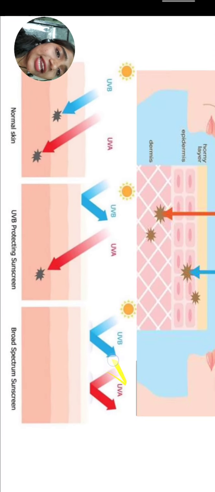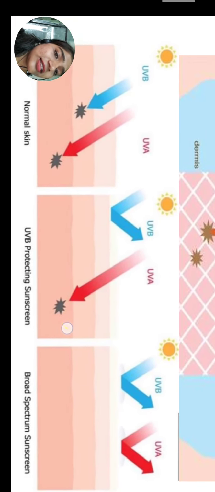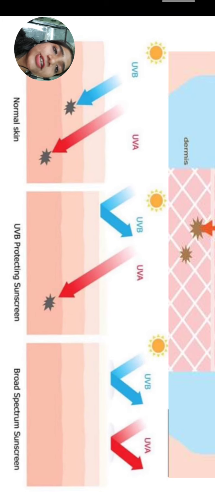When we go ahead and see this picture, the first picture indicates a skin which is without any sunscreen. So the UVB and UVA, both rays are being transferred and penetrated into the skin. The second picture shows that a person has used a UVB rays sunscreen, but the UVA rays are still penetrating into the skin. Now in the third picture, if we see, there is both UVB and UVA protection.